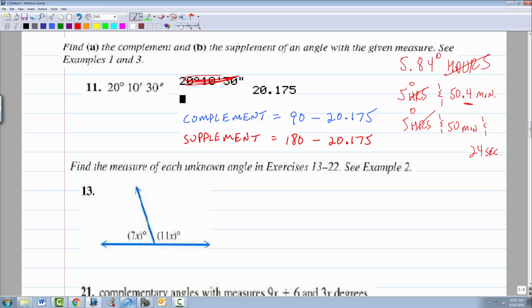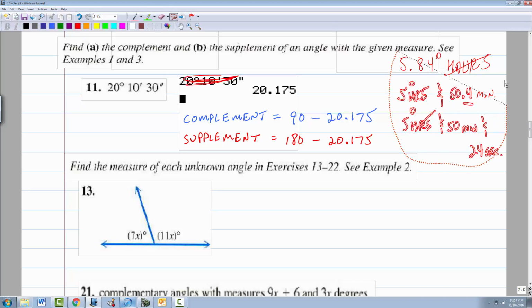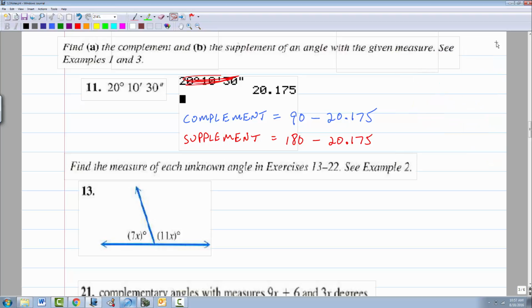Okay, now, supplement and complement. What did I say complement was? 90. What's supplement? Okay, but now what you need to do is, okay, I need to find the complement of this. Well, by golly, I got to find this as a decimal. What do I take 10 divided by? 60, because 10 minutes is 10/60ths of an hour.